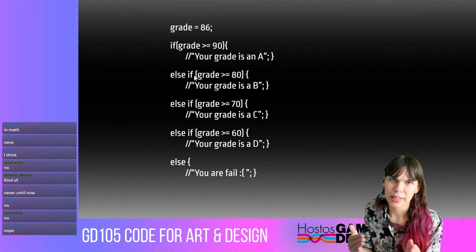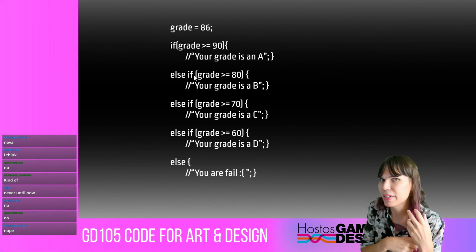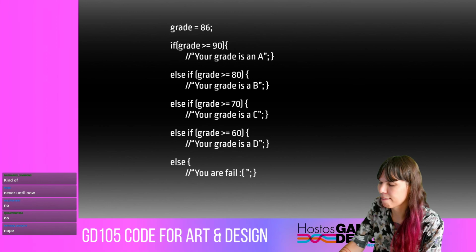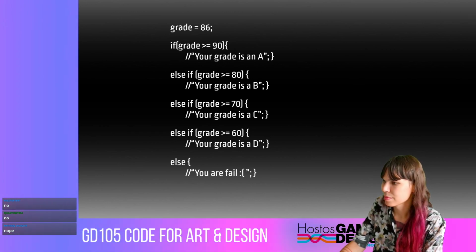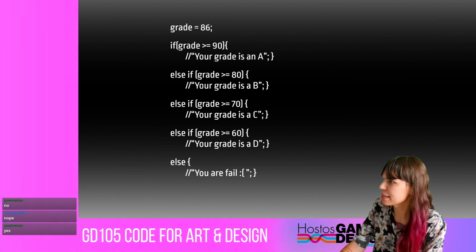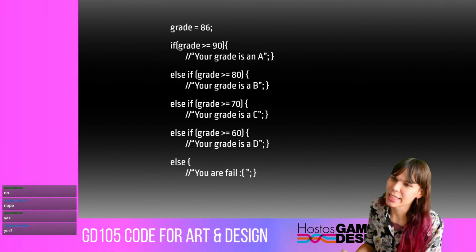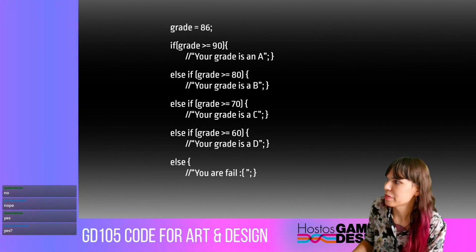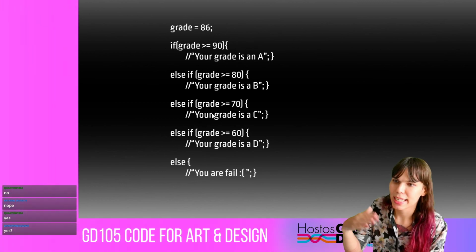If grade is greater than or equal to 80, so is the grade greater than or equal to 80 if it has a value of 86? Yes, it is, right? That value is 86. 86 is greater than or equal to 80. So anything between 80 and 89 would have been true for this category. So then once that's true, it does not need to check any of these other things.